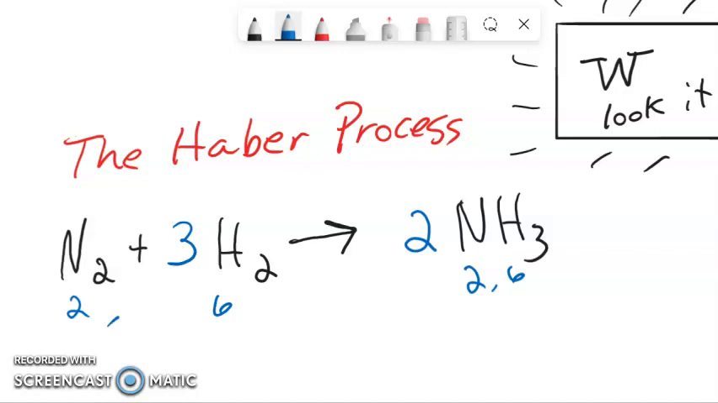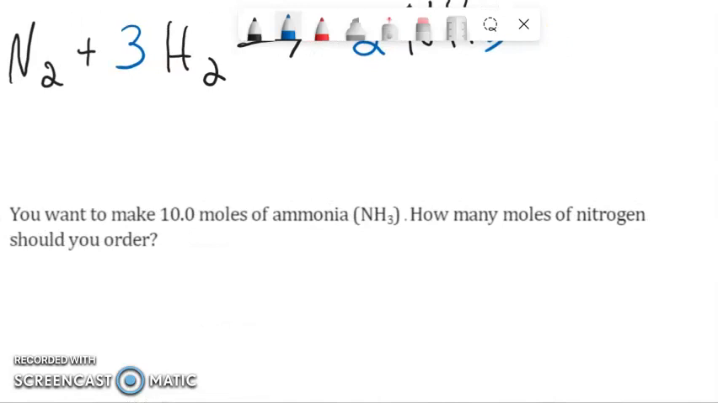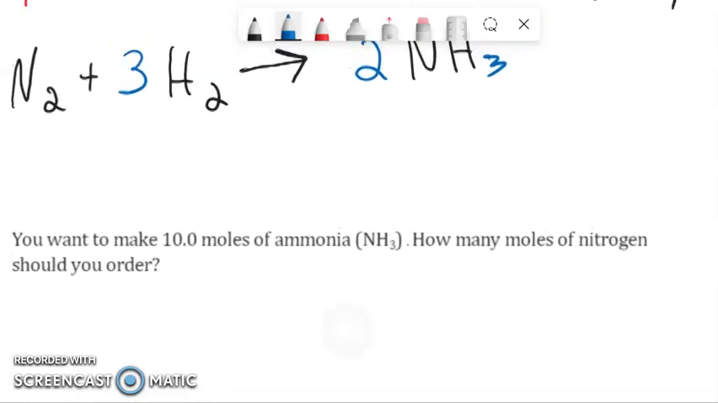Okay. So let's take a look at this first problem. If you want to make 10 moles of ammonia, NH3, how many moles of nitrogen should you order? Okay, so we need to figure out where we're going on the map, and typically, whatever is given to you is going to be substance A, and whatever you want is substance B. So I'm going to call this A, and I'm going to call this B.